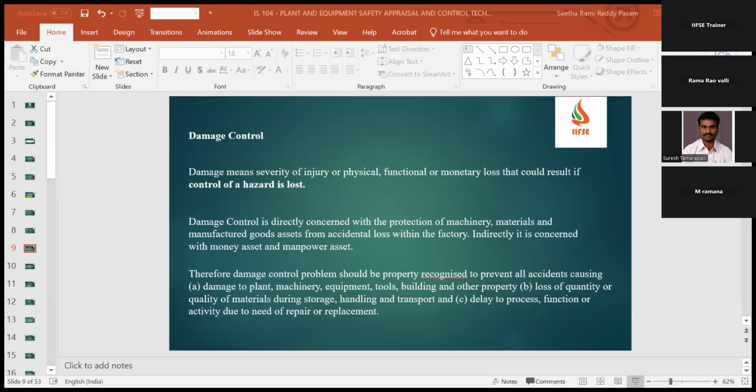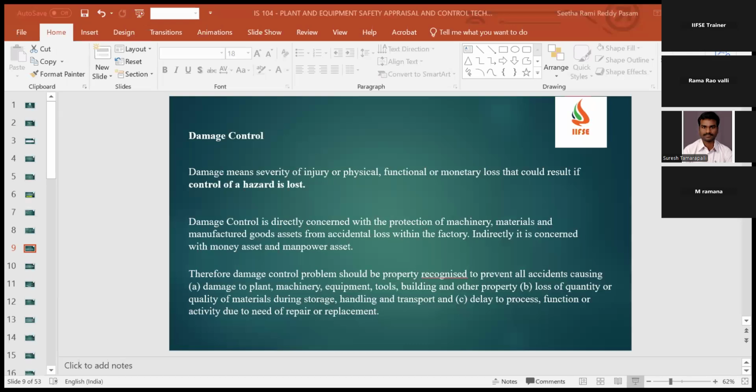Directly, it is connected to the machineries because that is in damage. Material, that is in damage. The goods which you produce, your products, that is in damage. Therefore, the damage problem should be properly recognized to prevent all accidents causing damage to plant, machineries, equipment, tools, building and other property, a loss of quantity or quality of materials during storage, handling and transportation, a delay to process, function or activity due to need of a repair or replacement.